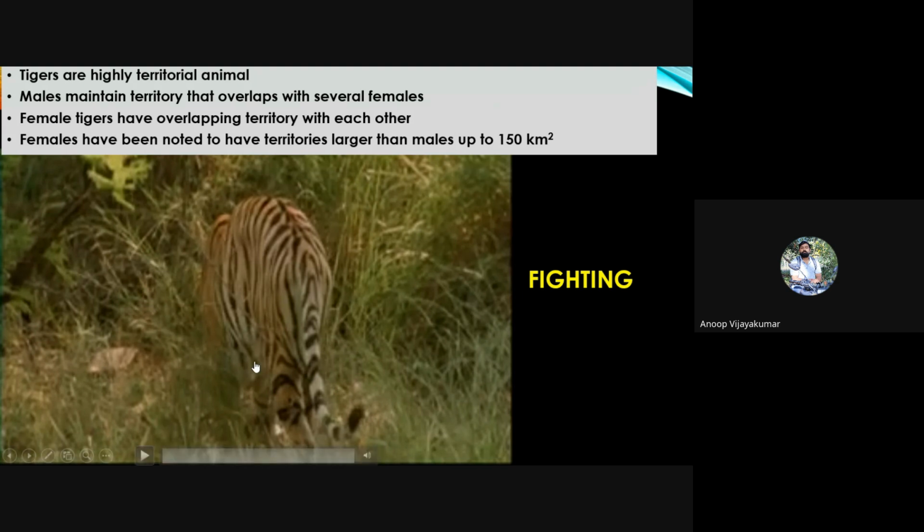The territories are different from place to place, so we cannot tell an exact number. It varies from 50 to 100 square kilometers. In some places I have even seen multiple male tigers in a single area. But generally speaking, adult male tigers won't share their territories.